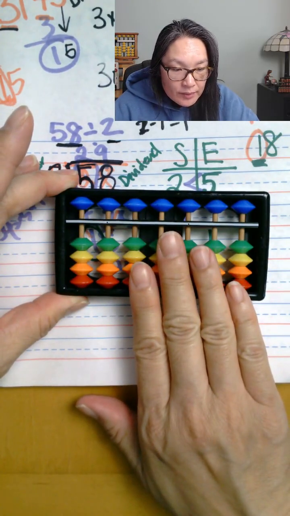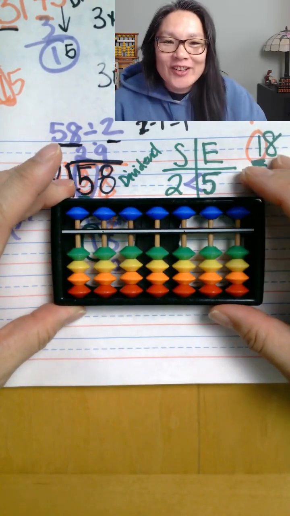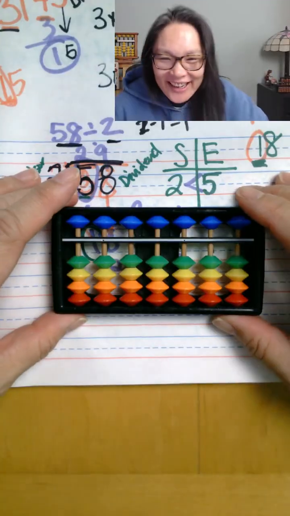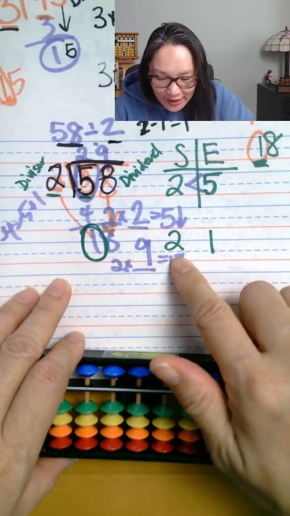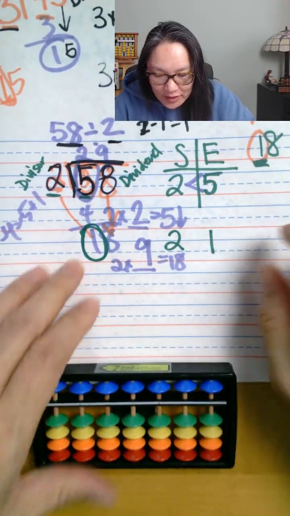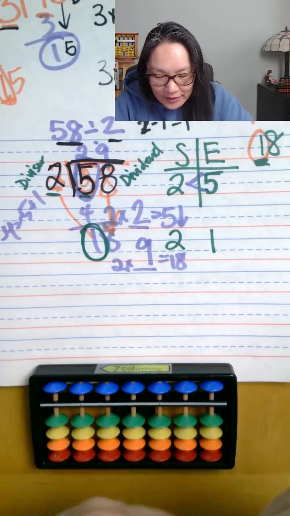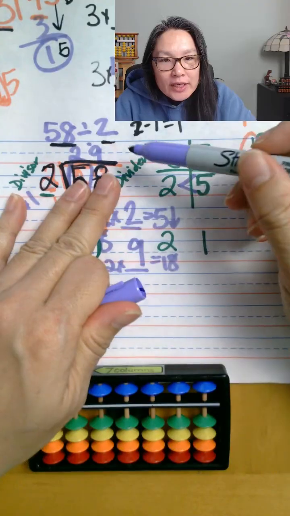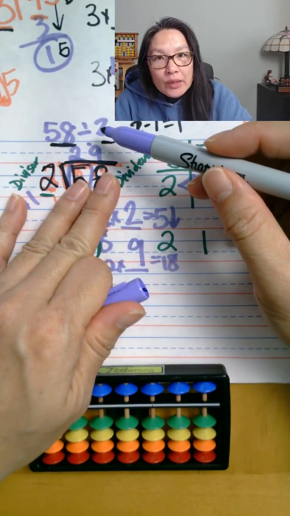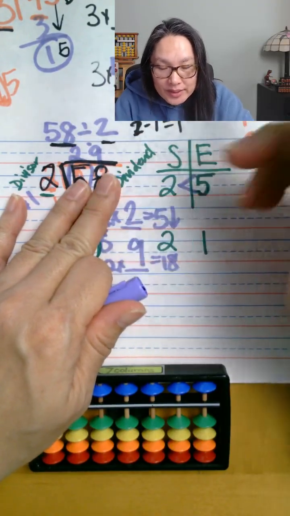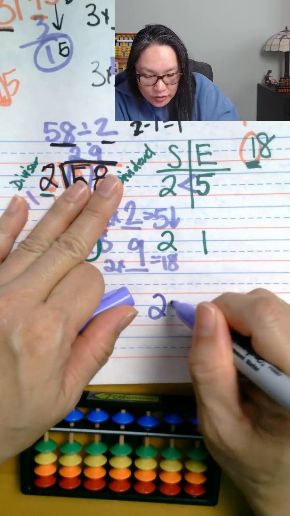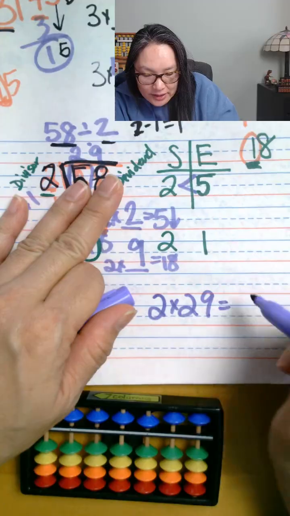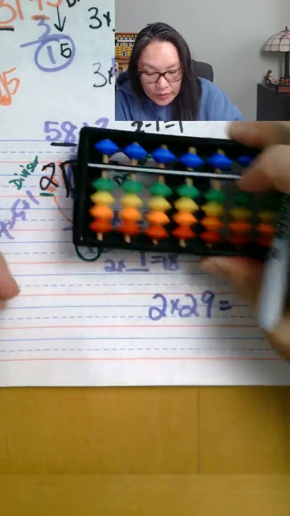How do I know if I made a mistake? You could use a calculator. Or you could do it the other way. Just like in school, how do we know we made a mistake? Well, we have to do the opposite. So then we have to do 2 times 29 is equal to what? So then we would have to figure it out.